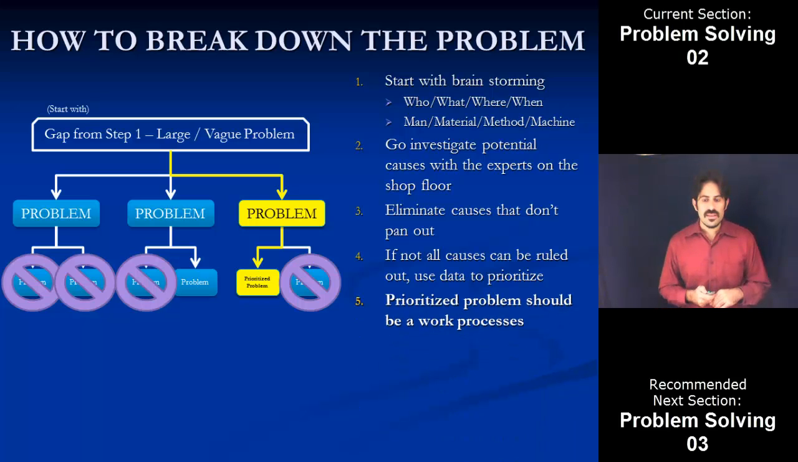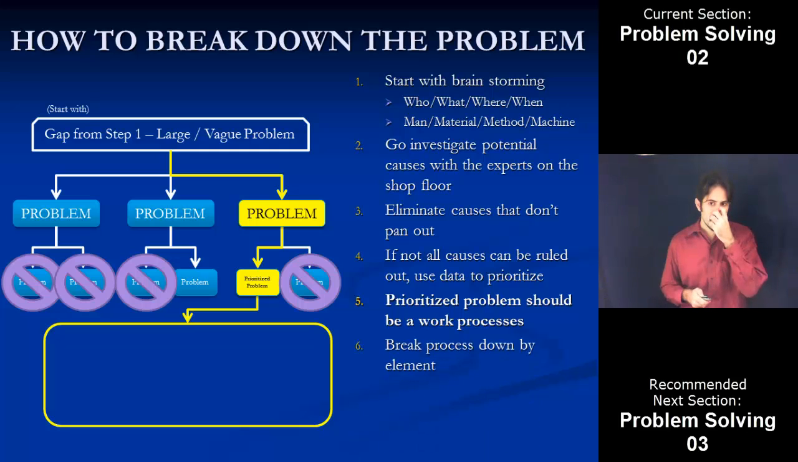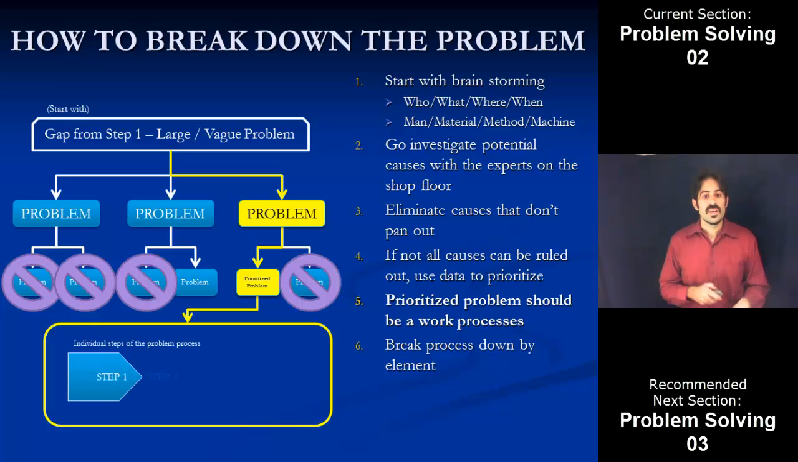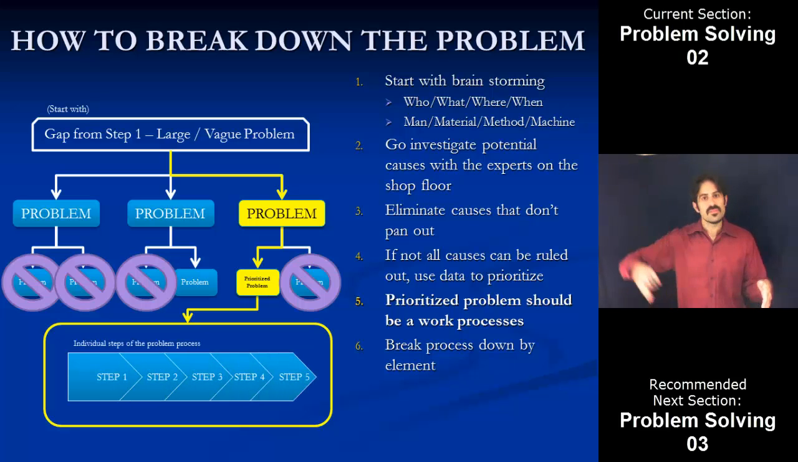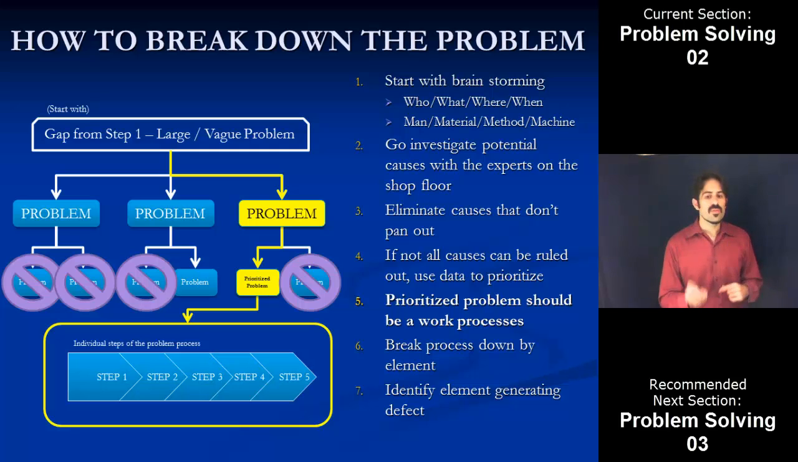So once we do that, that prioritized problem, if we've done it right, should be a work process, right? So we say, okay, it's the machine. That machine, that's a work process. So what we'd want to say is, okay, what are the steps that go into the process of using the machine to make the widget? Do you open a guard and load the part and then turn it down and program a couple buttons and hit start, right? Those are individual steps. And we want to lay out those individual steps, start to finish, because what we're looking for is the element in there that's generating the defect.